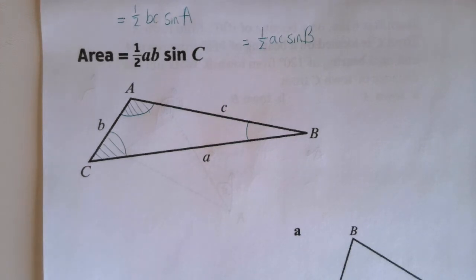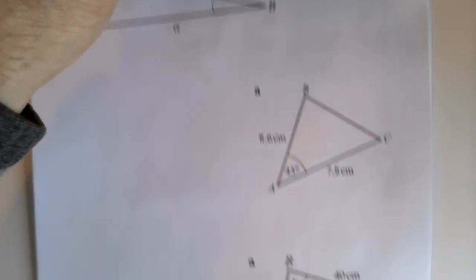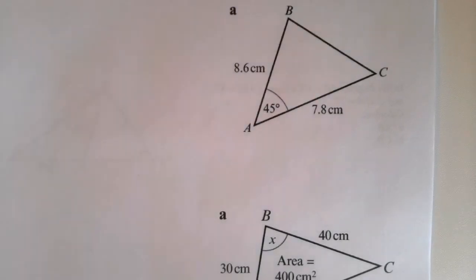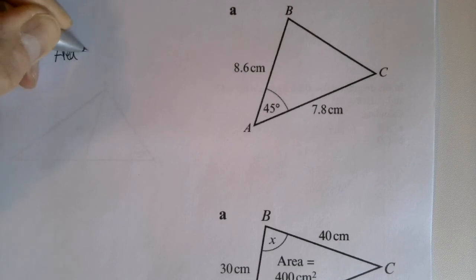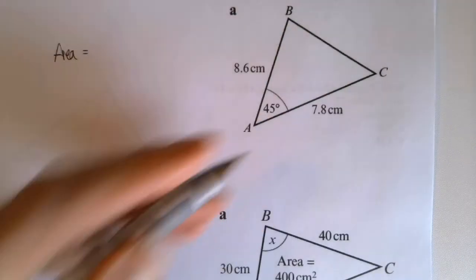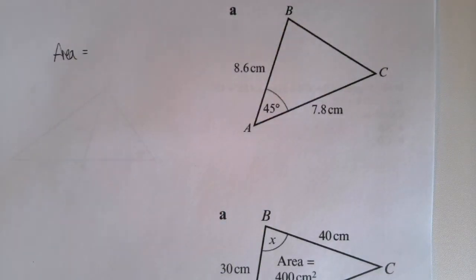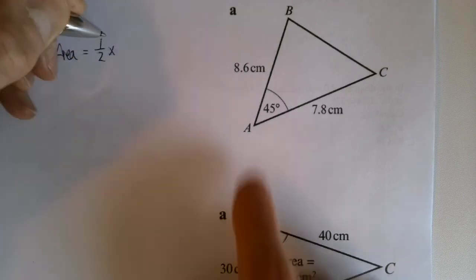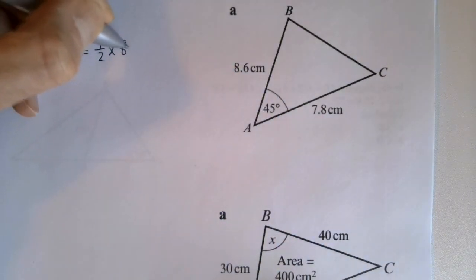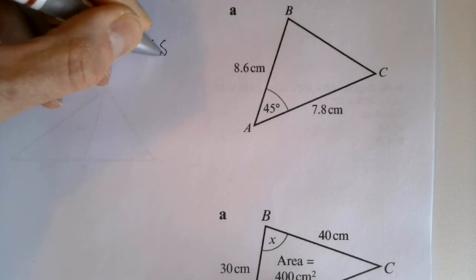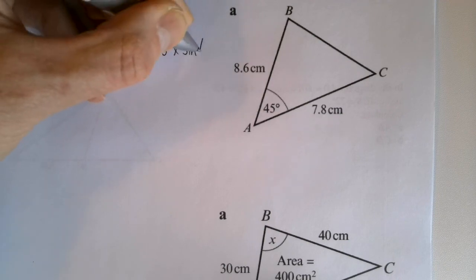Okay, so practice. Easy practice first. I'm not going to pause the video for this one. So the area of this triangle, do I know a corner? Yes, I do. So it is a half times the two lengths. I'm not even going to bother writing the rule. Times the sine of the angle.